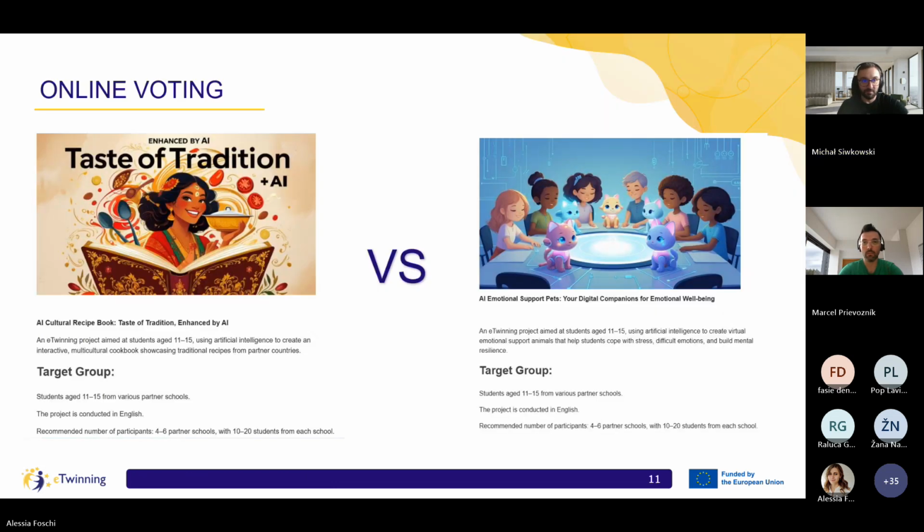We can go further. Each month we also have online voting, so I present two ideas for projects connected with AI. For example, we started with an AI cultural recipe book, or AI emotional support pets, and I asked teachers from my group to choose one or the other. I didn't show which one won, but actually the emotional support pets won. And at the end of the year, we will have a base of interesting project ideas that you can use in your everyday life and in your school.